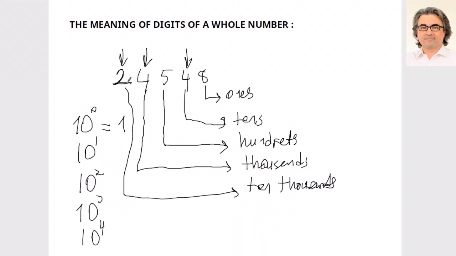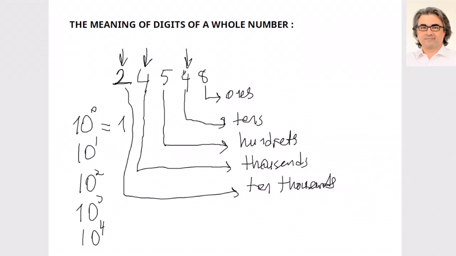I think you understand. And you know, ones, tens, hundreds, 1,000, 10,000, these are all powers of 10. Now 10 is 10 to the power of 1, 100 is 10 to the power of 2, 1,000 is 10 to the power of 3, and 10,000 is 10 to the power of 4. And these digits 2, 4, 5, 4, and 8 represent the number of powers of 10 according to their places.